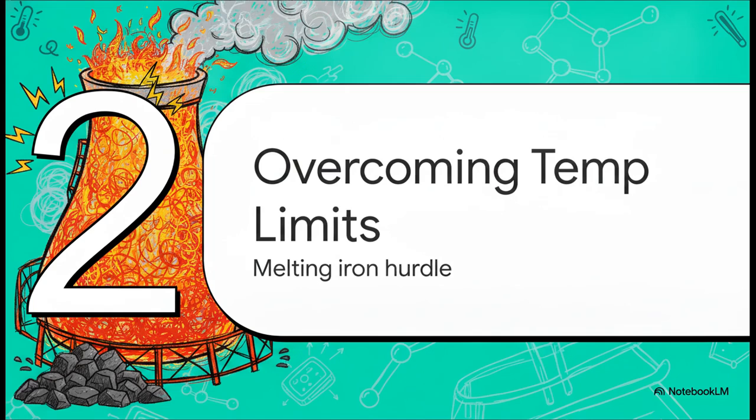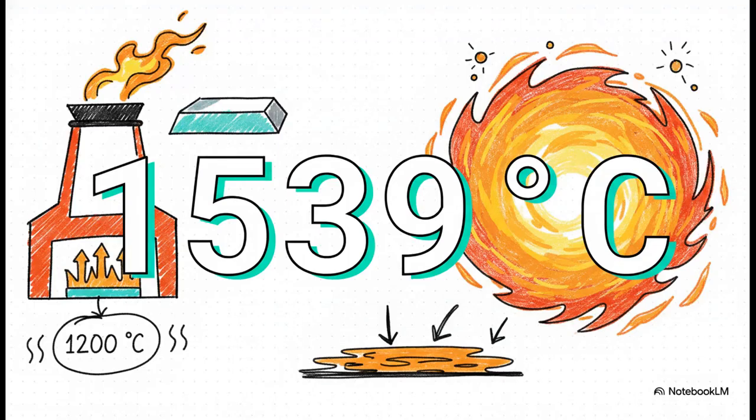Section 2. Overcoming temperature limits. The thermodynamic hurdle of melting iron. 1,539 degrees Celsius. That is the stubborn, fiercely high melting point of pure iron. Now, in the blast furnace, engineers pump in a hot blast of air from the bottom. But this hot blast only reaches about 1,200 degrees Celsius. And well, 1,200 degrees simply isn't hot enough to melt iron that demands 1,539 degrees.